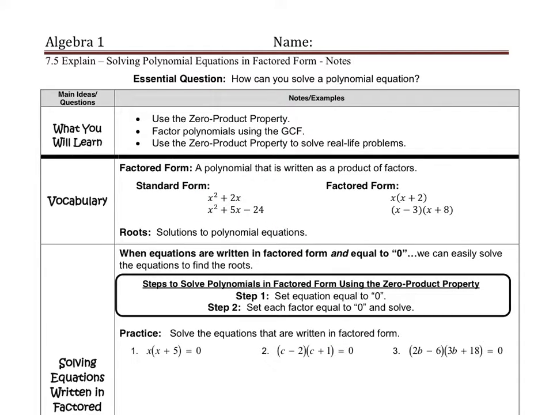Our factored form polynomial is written as two terms that, when you multiply them together, give you a product. So our factored form, we've got it down to the two factors or three factors, whatever it is, that when you multiply them together will get you back to the standard form polynomial.